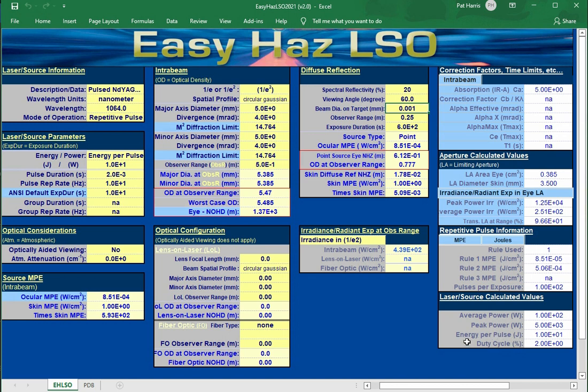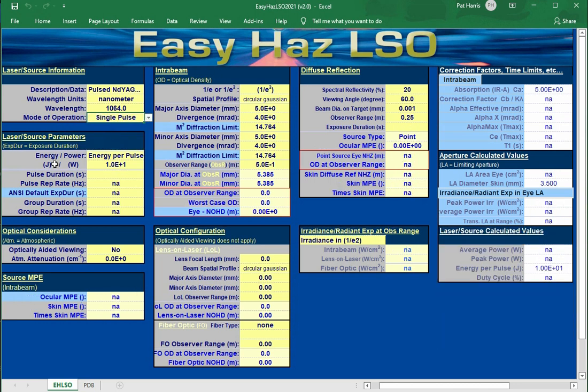Now, you can look at this separately if you'd like to, and I just want to point that out because that's really what's going on. The software is taking this and looking at each situation separately. It's looking at the pulse, and then it's looking at the average power. So we could come up here and say, well, let me make this a single pulse. Okay, I have 10 joules, and I have a 2 millisecond pulse. All right. And you can see we get the same ODs, same NOHD, because, remember, these calculated values are based off of that Rule 1. So it's really telling you, it's basing it off the pulse.